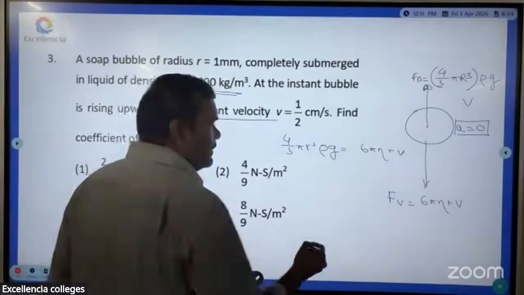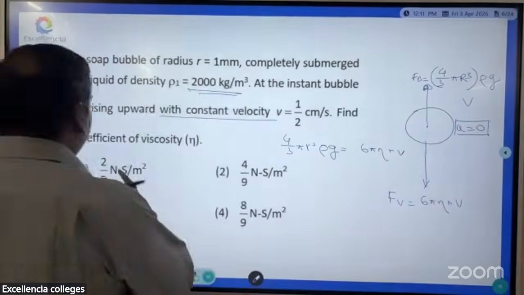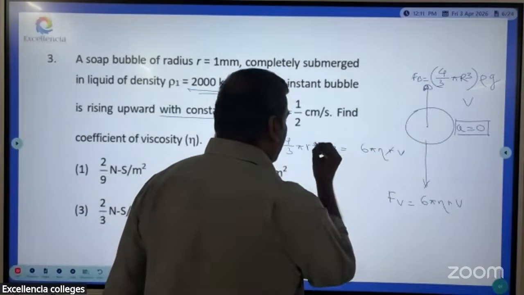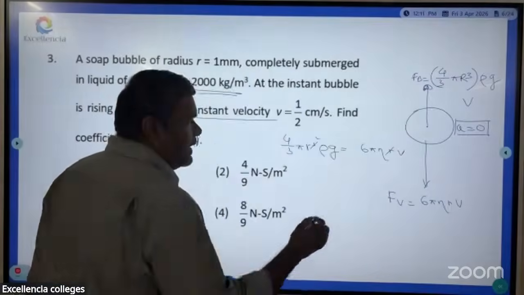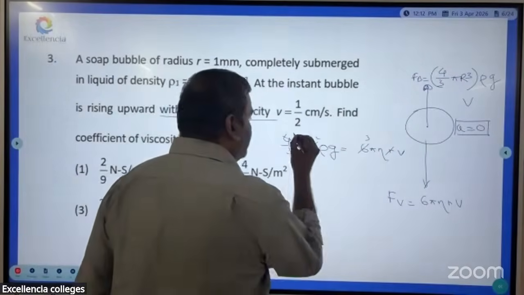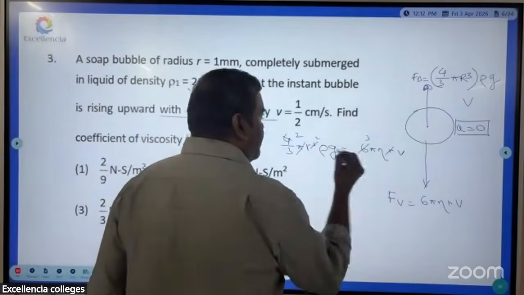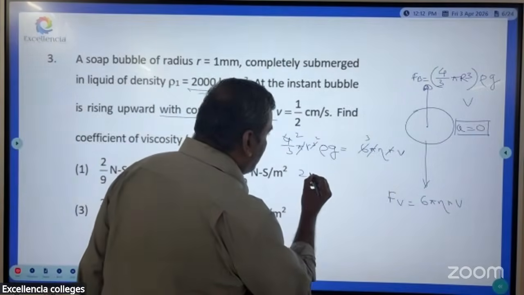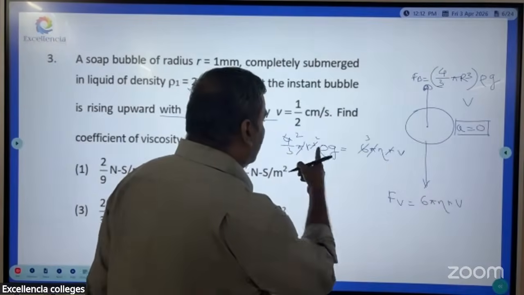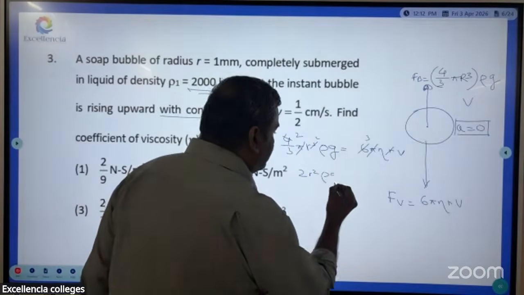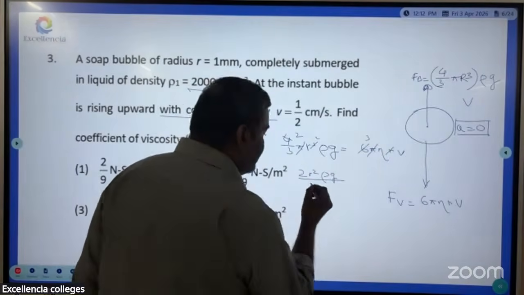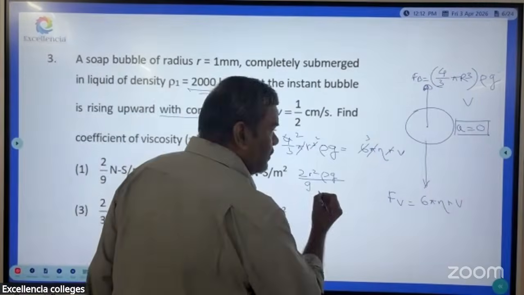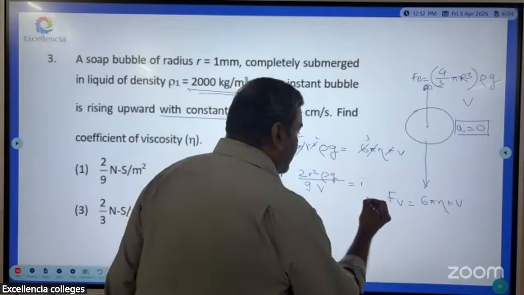So we are interested to find the coefficient of viscosity. So this r and this r will get cancelled out. And this will be 3 here and this will be 2 here, and pi also will get cancelled out. So we will have here 2 r square rho into g divided by 9 v, and that is going to become my eta.